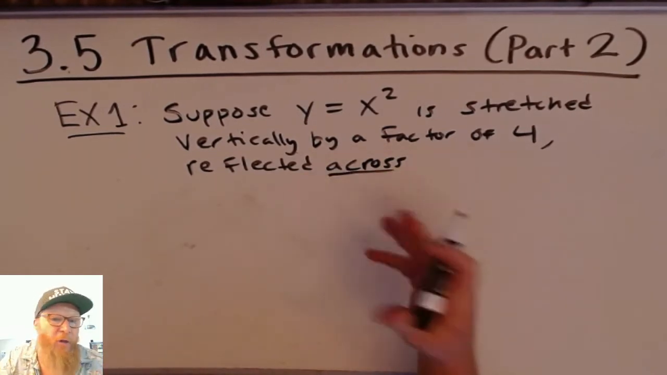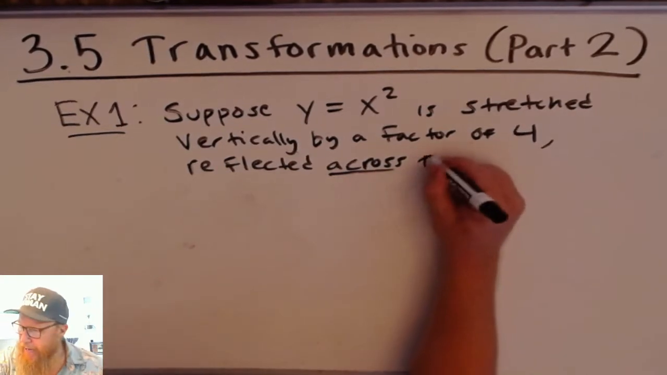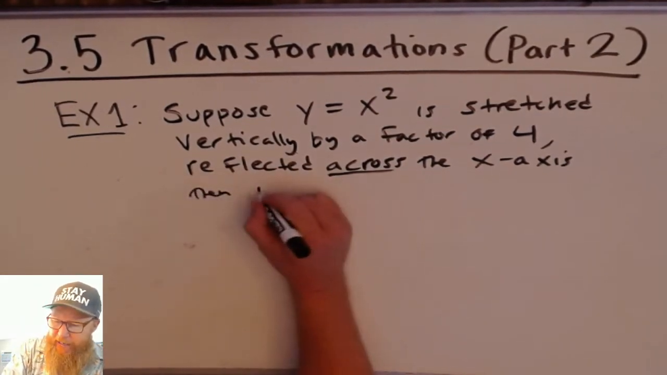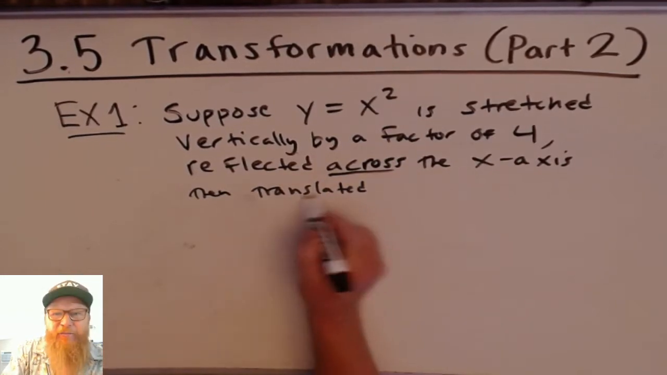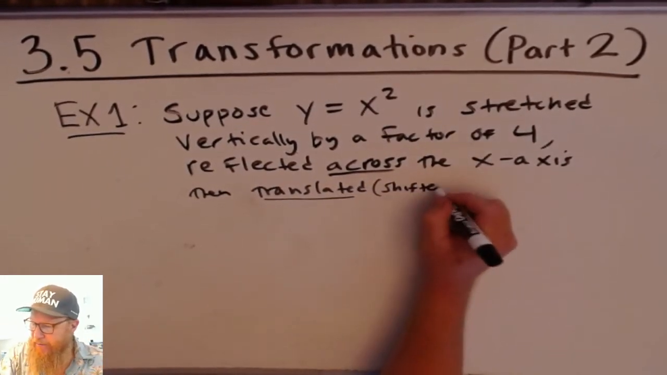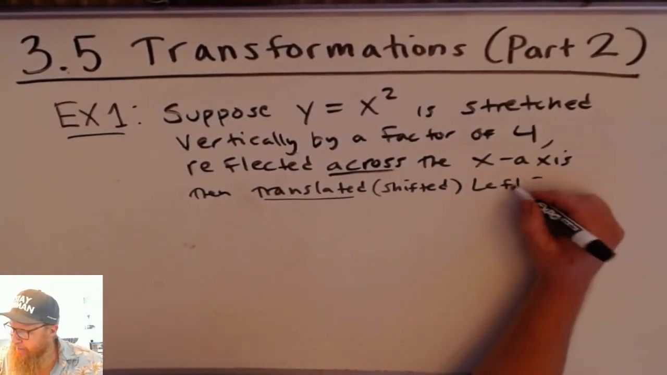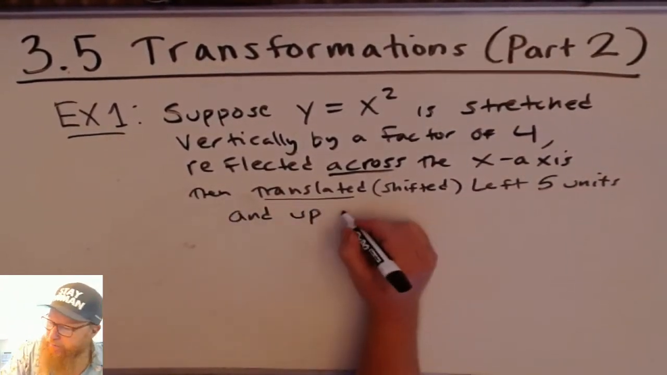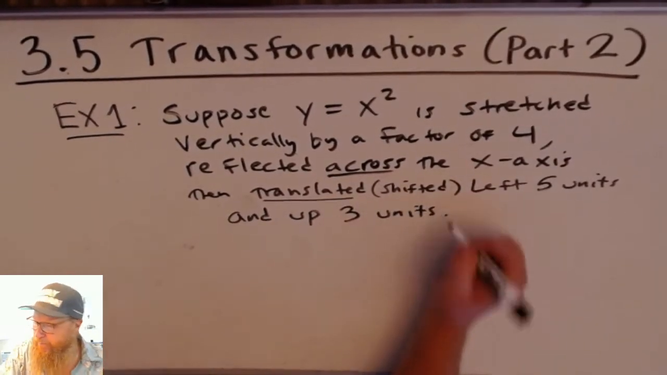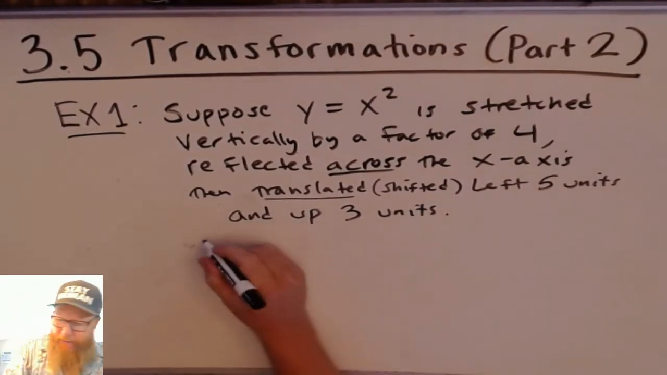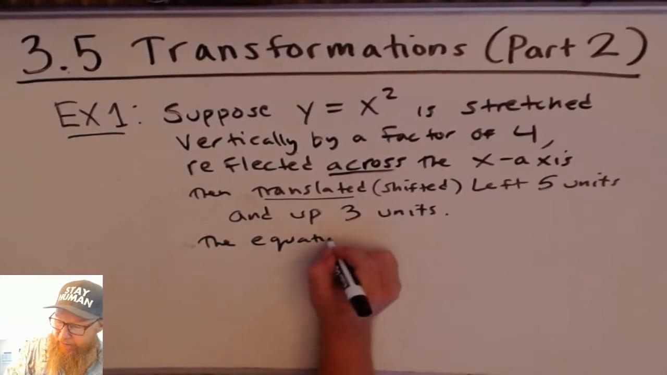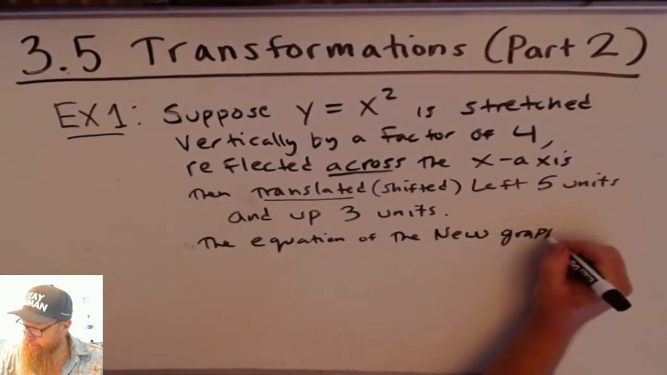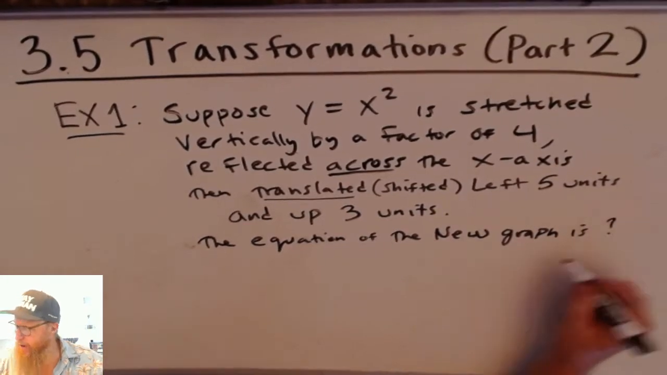Across, about, over, those all mean the same thing. The x-axis, then translated, that's a fancy way of saying shifted, left 5 units, and up 3 units. The equation of the new graph is what?